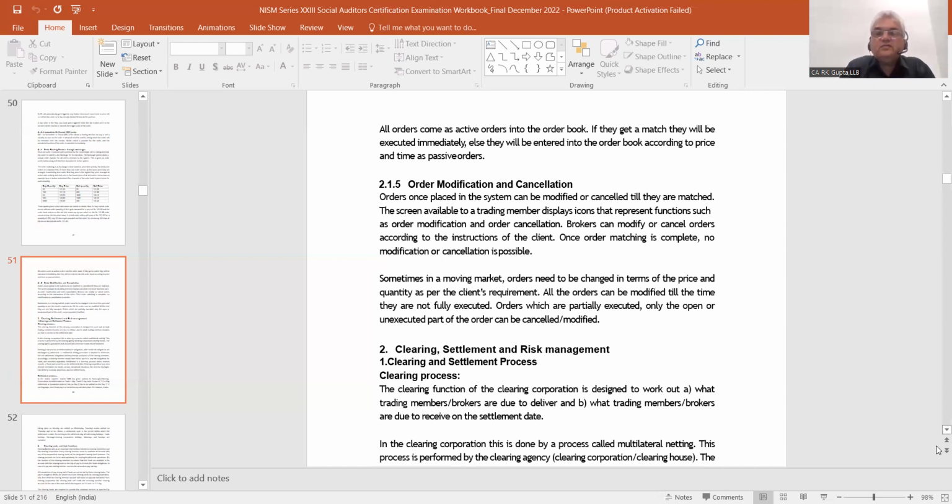So sometimes in a moving market, orders need to be changed in terms of the price and quantity as per the client's requirement. So all the orders can be modified till the time they are not fully executed. So suppose orders which are partly executed, only the open or the unexecuted part can be cancelled or modified. The part which has already been executed cannot be cancelled or modified.